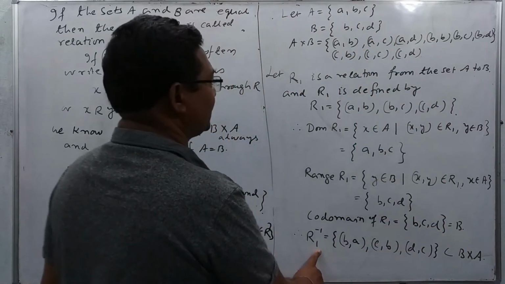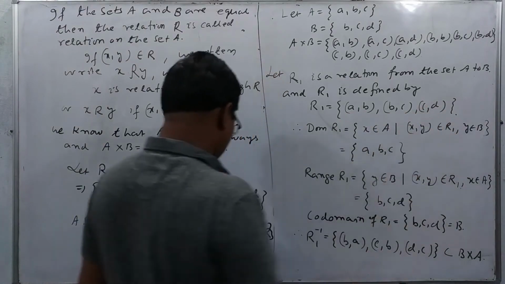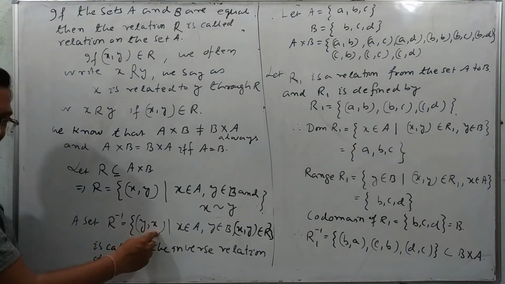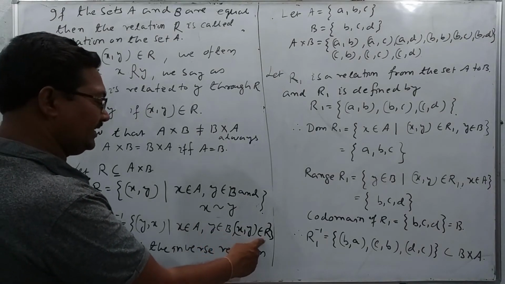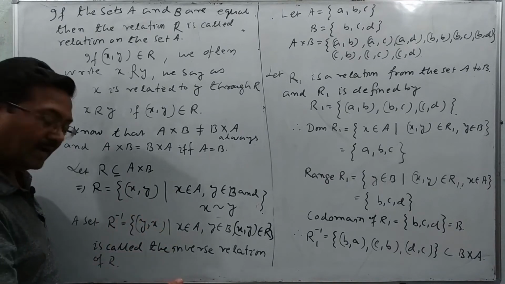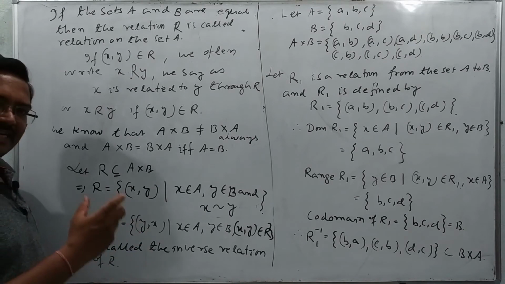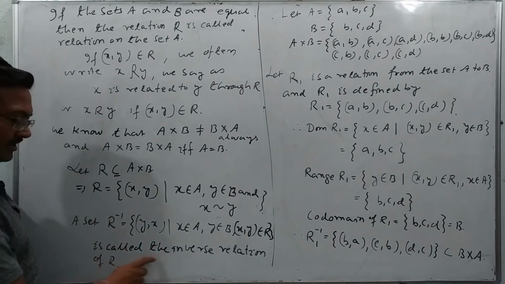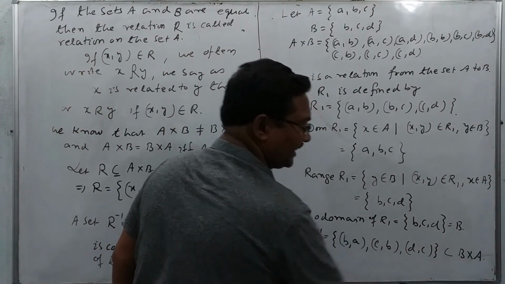So R1 inverse is {(b,a), (c,b), (d,c)}. By the definition of R1 inverse, it is the set of (y,x) such that x is in A, y is in B, and the relation (x,y) is in R. The first component becomes the second component, and the second component becomes the first component of the ordered pair. Such a collection of elements makes a set. That relation is called the inverse relation of R. So R1 inverse is a subset of B Cartesian product A.